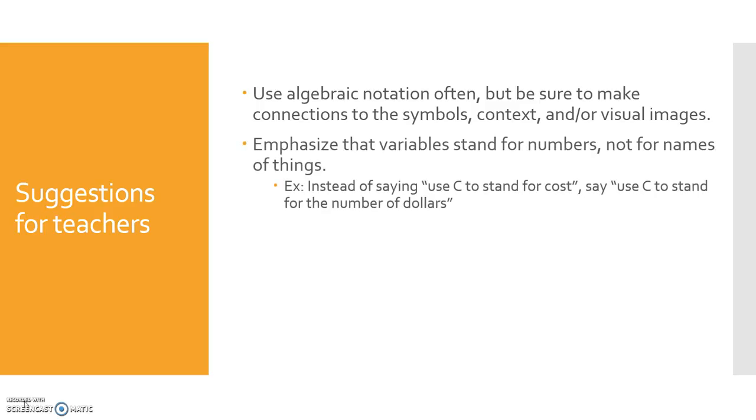Secondly, emphasize that variables stand for numbers, not for names of things. So for example, instead of saying use C to stand for cost, we could say something like use C to stand for the number of dollars. So really emphasizing the fact that that variable, that letter, represents a number instead of a thing.